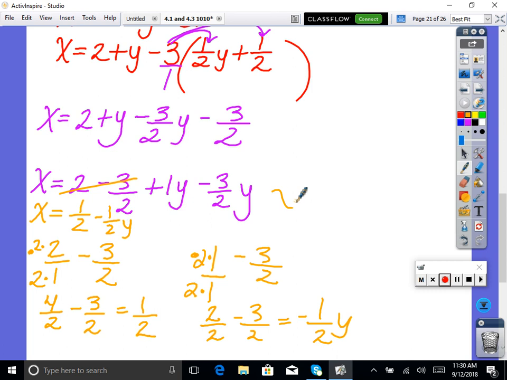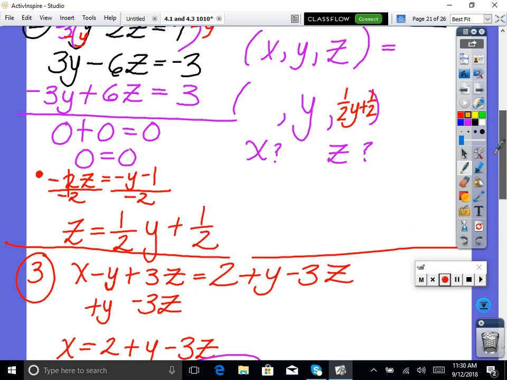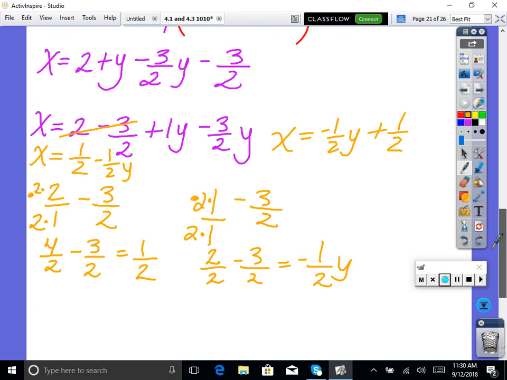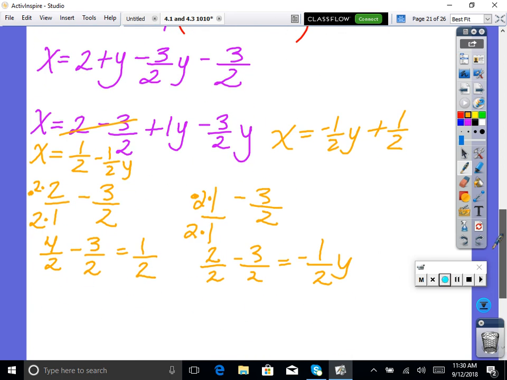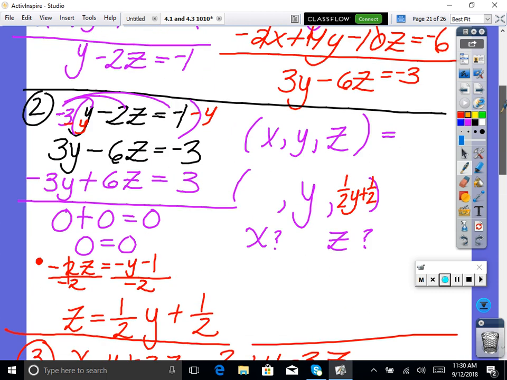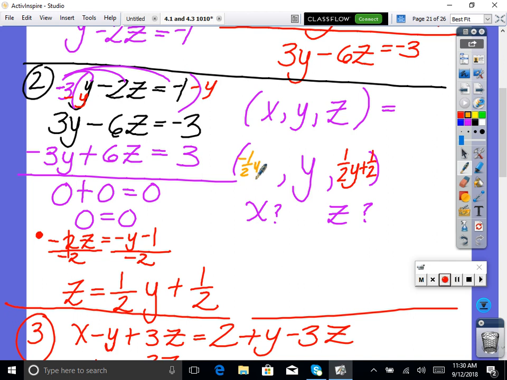So probably we should write it like this. x is equal to negative 1/2 y plus 1/2. And we'll go back up and insert that in. Or is it backwards? It's negative 1/2 y plus. Yeah, negative 1/2 y, so then negative 1/2 y plus 1/2. And then you'd say, do I have all the same variable? Yes, so I'm all good.